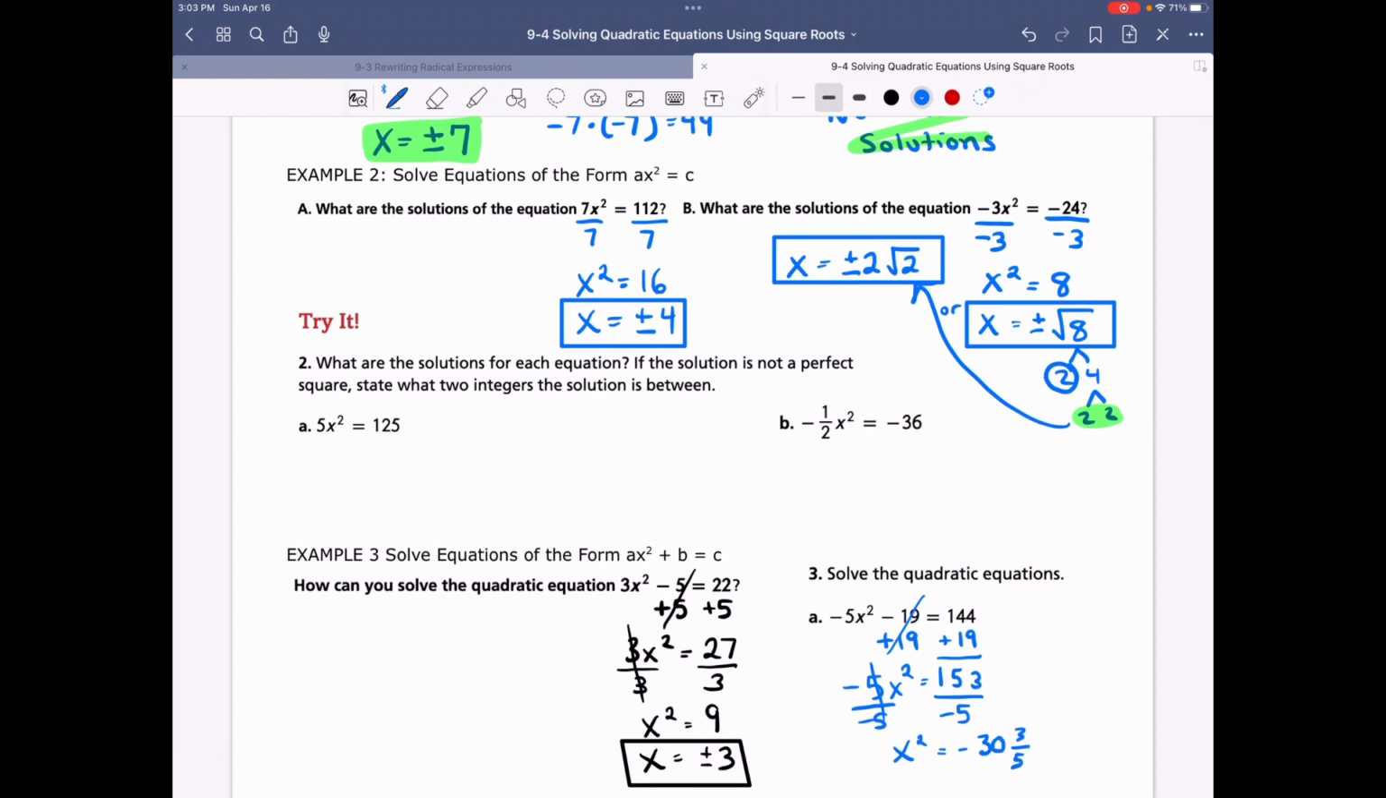This is not a problem that we have a fraction, because if we were to take the square root of both sides, we would be taking the square root of a negative number. And therefore, there are no real solutions because we cannot take the square root of a negative number. When you are ready, turn the page.